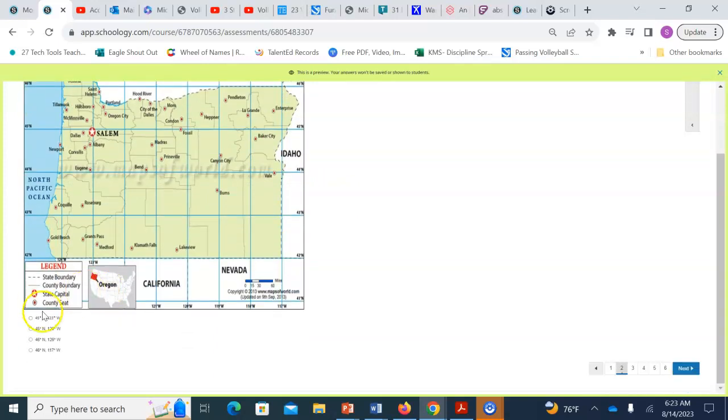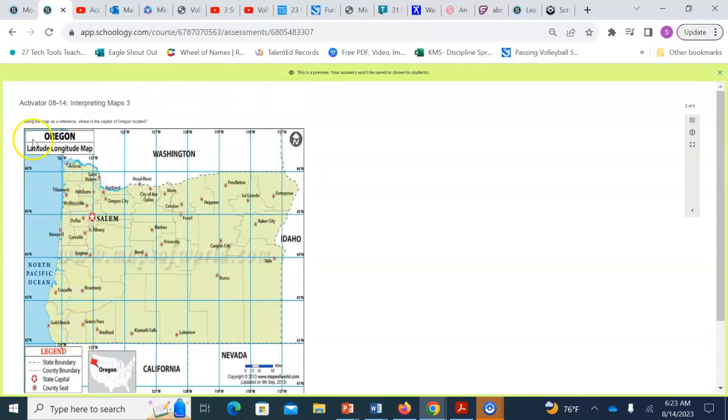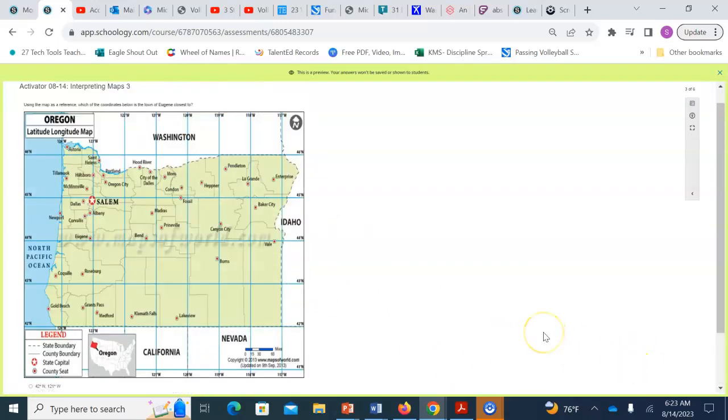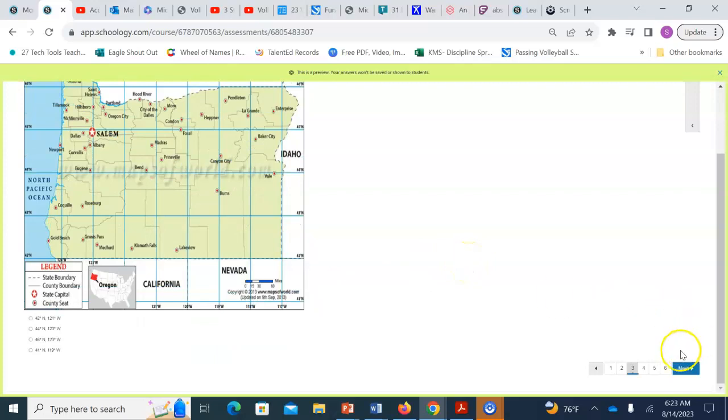So look at the question that it asks you. Using the map as a reference, where's the capital of Oregon located? So use your key, figure out what the capital is, and then figure out its location. The next map: using the map as a reference, which of the coordinates below is the town Eugene closest to? Okay, so look for Eugene.